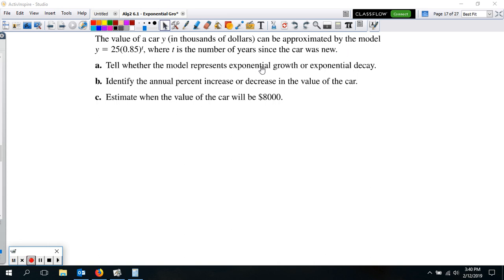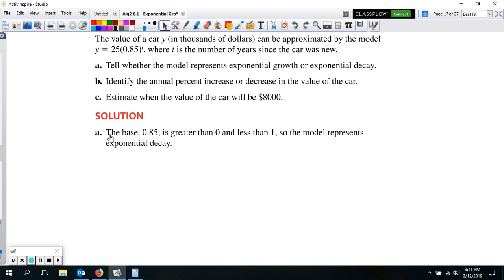So first of all, A says tell whether the model represents growth or decay. And then identify the annual percentage increase or decrease of the value of the car, and then estimate when the value of the car will be $8,000. So on that one, we're looking for time. In this case we'll look at A first. So the base of this is 0.85. So we want to think about whether our model would be growth or decay, and the base is less than 1. Since this is less than 1, we know it's decay. So it has to represent decay because it's less than 1.